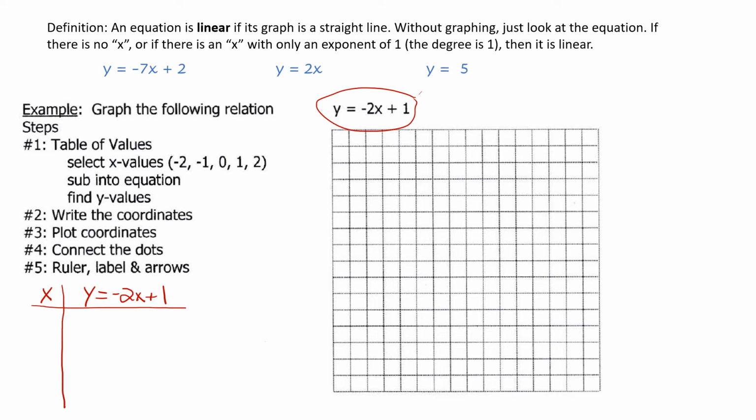The next thing, I'm still on step 1 here, is to select these x values. That means underneath my x column, I'm going to put, now this is where I get crowded, -2, -1, 0, 1, and 2. Okay, they have to go in order low to high, even if it looks opposite there, but you have to start with the -2 because it's the smallest number and you go up to the 2. Okay, now my next step is to sub into the equation.